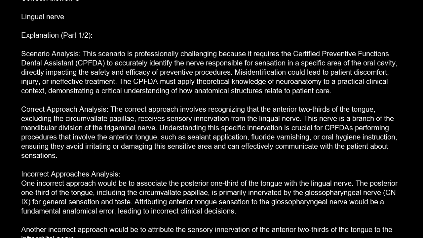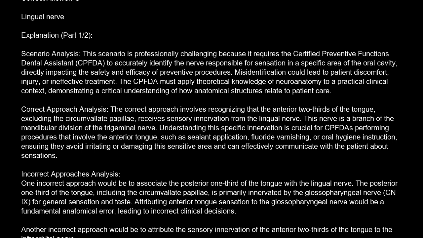The correct approach involves recognizing that the anterior two-thirds of the tongue, excluding the circumvallate papillae, receives sensory innervation from the lingual nerve. This nerve is a branch of the mandibular division of the trigeminal nerve. Understanding this specific innervation is crucial for CPFDA performing procedures that involve the anterior tongue, such as sealant application, fluoride varnishing, or oral hygiene instruction, ensuring they avoid irritating or damaging this sensitive area and can effectively communicate with the patient about sensations. Incorrect approaches analysis.